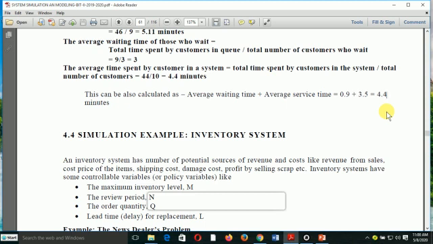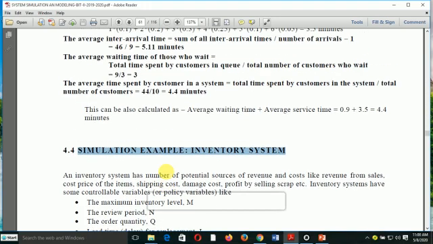So next time we will see another example about an inventory system, how to simulate an inventory system. This is very good also. It is almost the same as the previous one, with some differences, but it is very easy. Okay, so read it very carefully, and good luck.